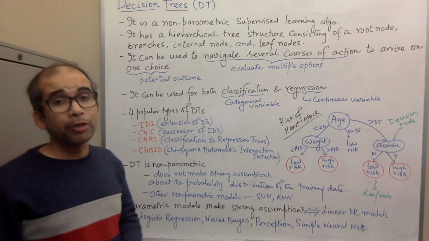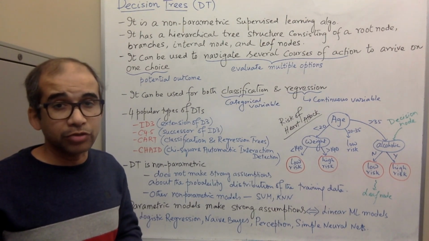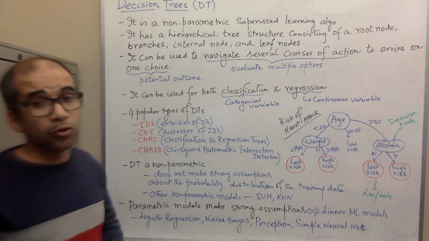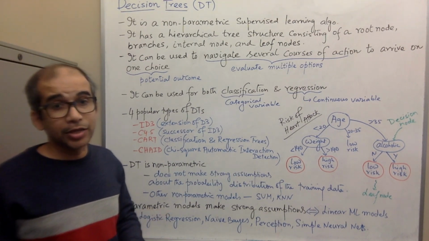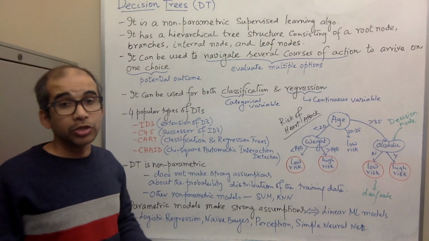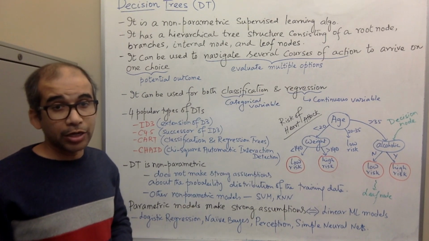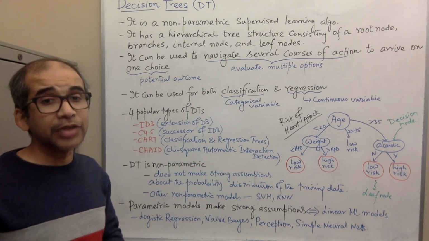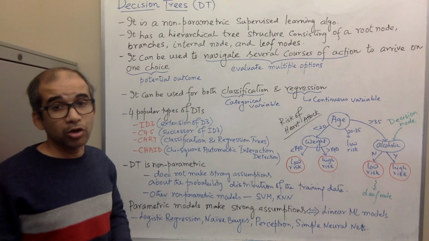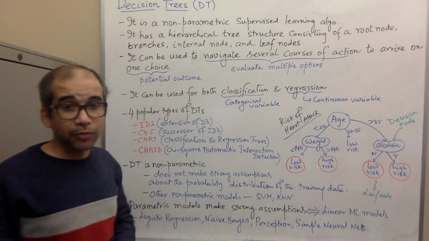There are four popular types of decision trees: ID3, which is an extension of D3 trees, and we'll talk a little bit about it; C4.5, which is a successor of ID3; CART, which is mostly used and stands for classification and regression trees, and these are all provided in Python libraries; and CHAID, the chi-squared automatic interaction detection trees. So there are four types of trees.